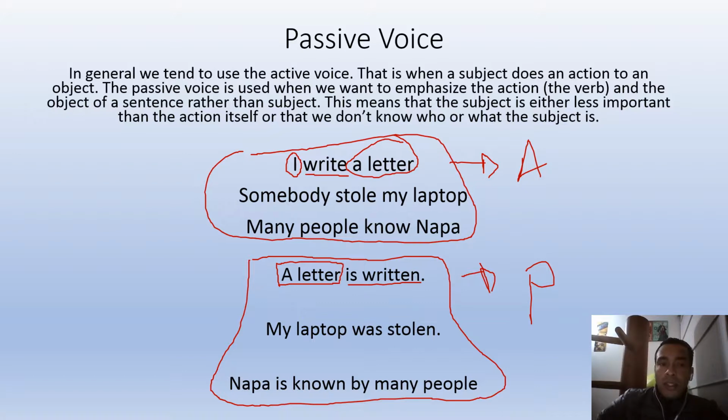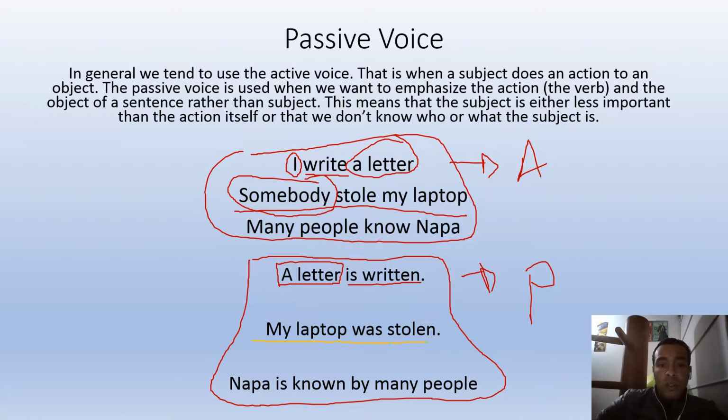Okay, so the passive voice is used when we want to emphasize the action, the verb, and the object of the sentence rather than the subject. So that's why, for instance, here, "A letter is written," but we are not mentioning who did the action. This means that the subject is either less important than the action itself, or that we don't know who or what the subject is. So, "somebody stole my laptop." As we don't know who somebody is, let's check this out, the second one.